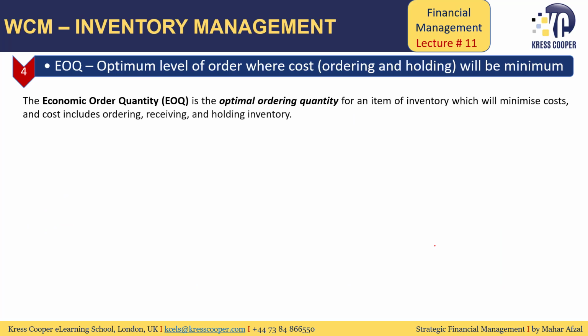As I discussed, our focus will be on economic order quantity. EOQ gives us the optimal ordering quantity, and at this optimal ordering quantity, our cost will be minimum. And this cost is ordering cost, receiving cost, and holding cost of the inventory, which we have discussed in the previous slides just now. So what is the optimal ordering quantity?